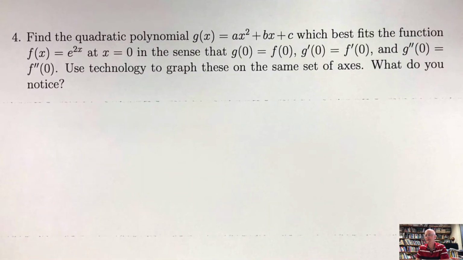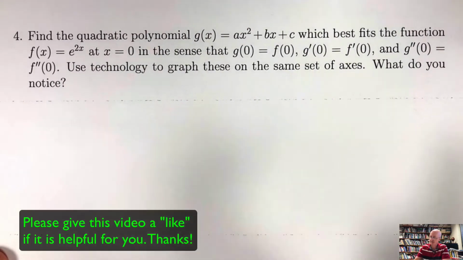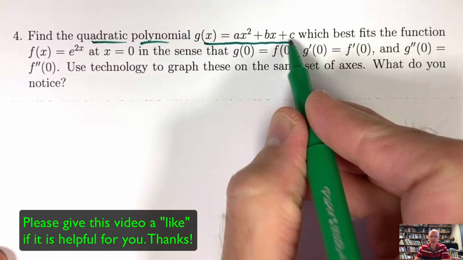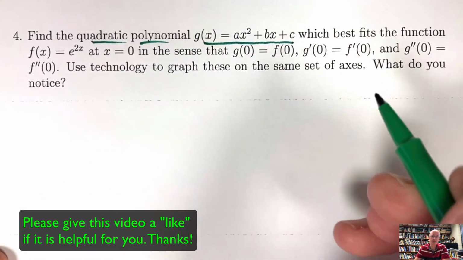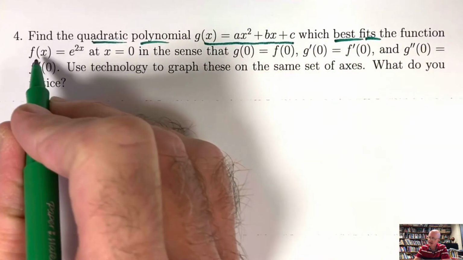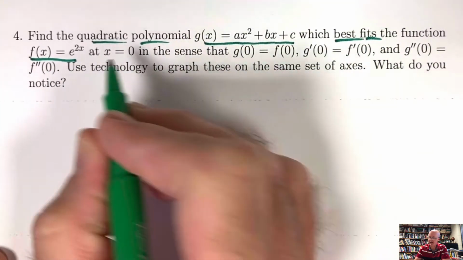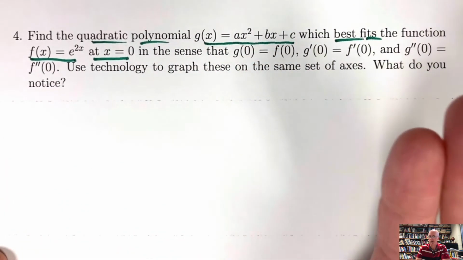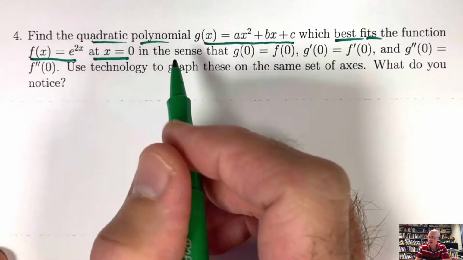Number 4 is kind of a strange question, but really important in Calculus 2 and in applications of Calculus 2. Find a quadratic polynomial, g of x equals a times x squared plus b times x plus c, which best fits the function f of x equals e to the 2x at x equals 0. If those are your only directions, it'd be like, what in the world am I supposed to do here? But there are more directions.